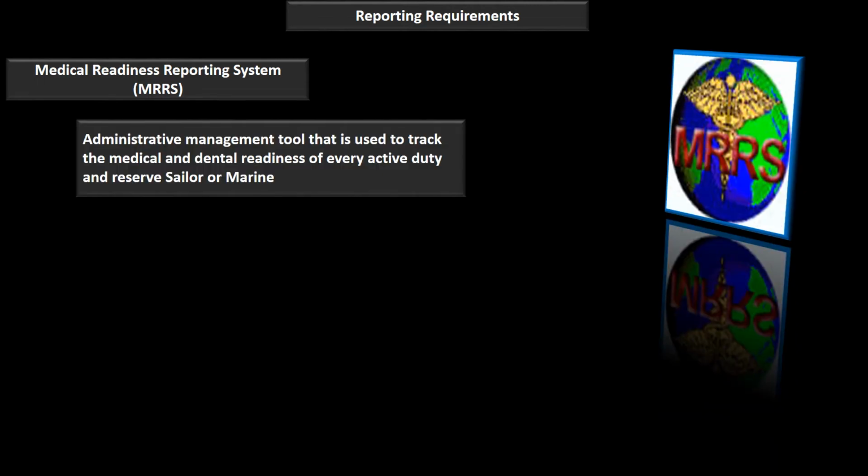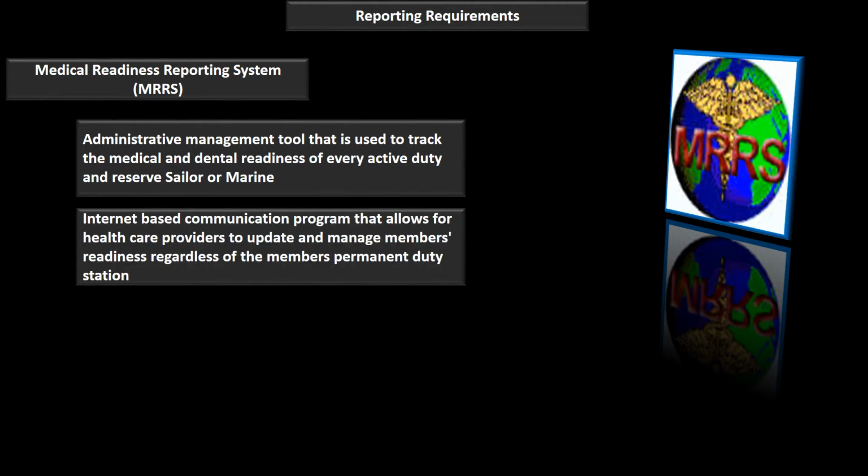Moving on to MERS, your Medical Readiness Reporting System. MERS is an administrative management tool that is used to track the medical and dental readiness of every active and reserve sailor or Marine. It is internet based, okay? That means no matter where you're at, when it's updated in MERS, it's updated in MERS.